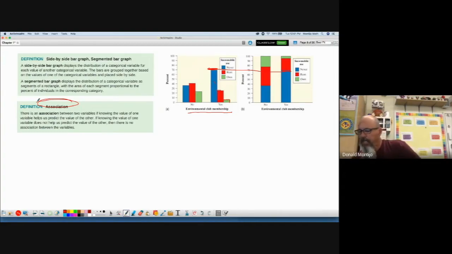So the question might be, does there appear to be an association between environmental club membership and snowmobile use? And I would say, yes, there does appear to be an association. If you are a member of the environmental club, meaning yes, here, you are far more likely to have never used a snowmobile. Makes sense. If you're hugging trees, you're probably not out riding around on a snowmobile. So there is an association between these two categorical variables, because if I know that you're a member of the environmental club, it helps me predict your snowmobile use.